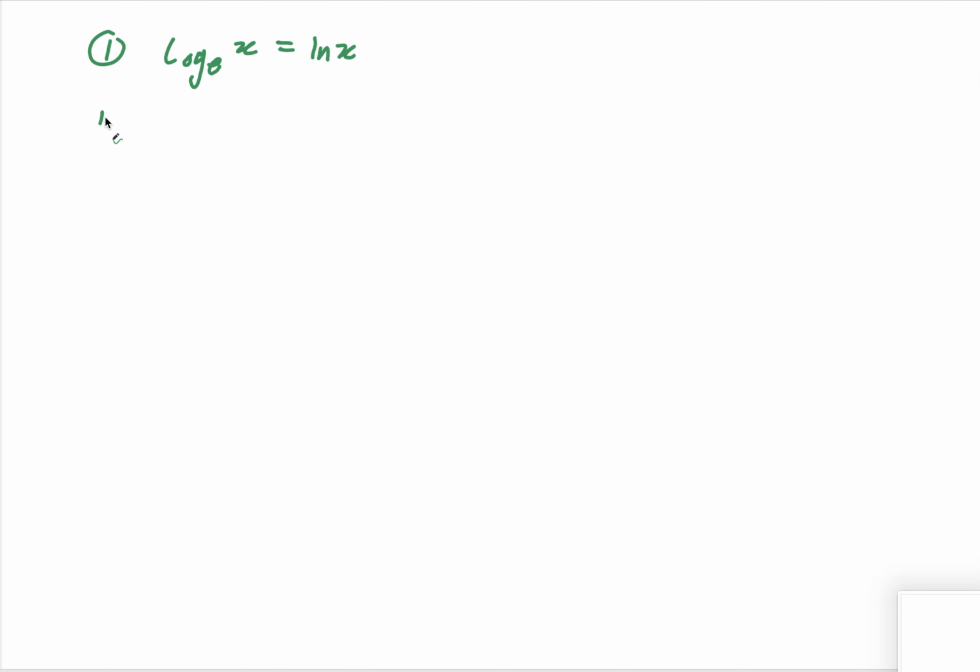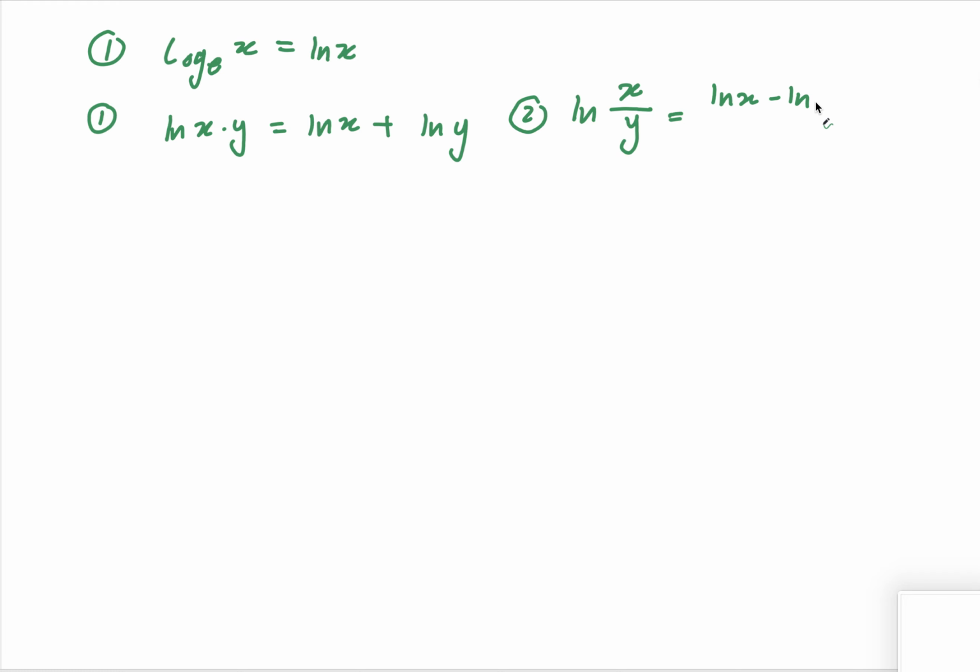So now let's just do some, when you multiply, let's say you have ln of x times y. This is basically ln of x plus ln of y. And likewise, if you have ln of x divided by y, then this will give you ln of x minus ln of y.